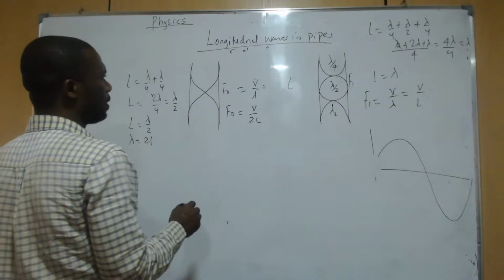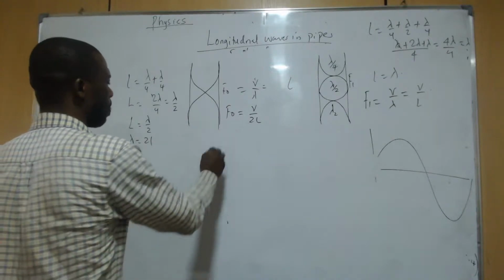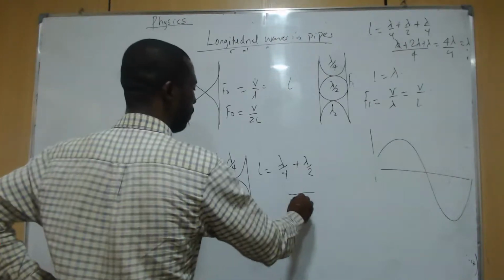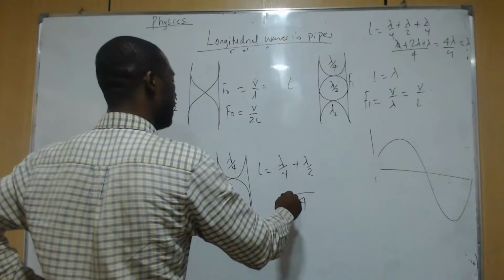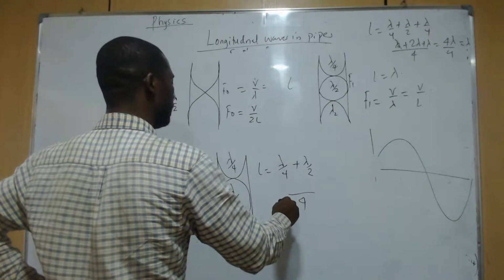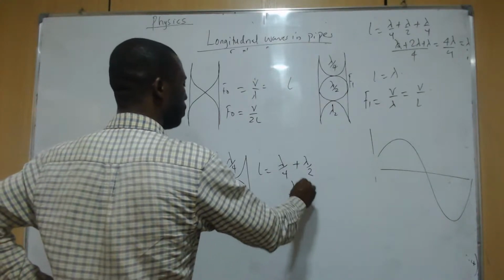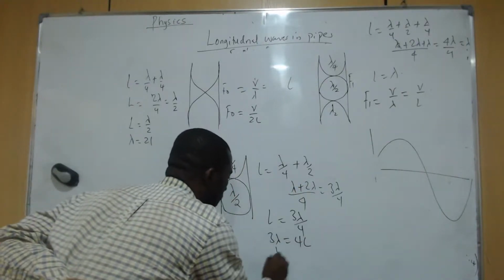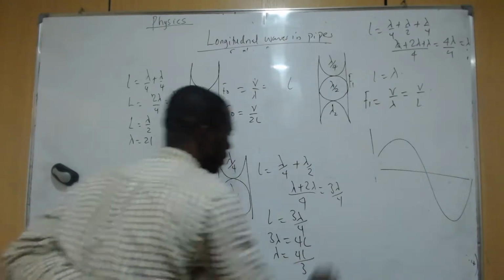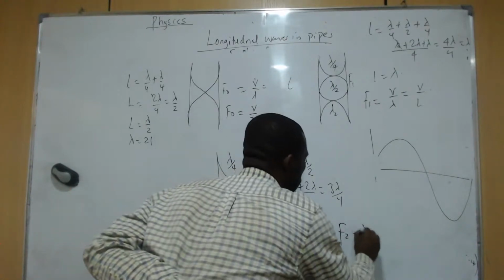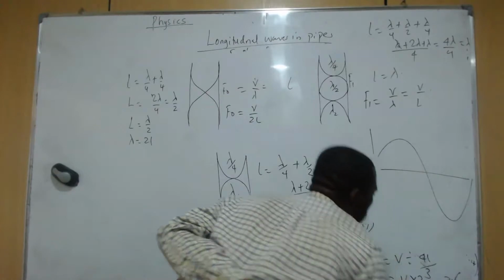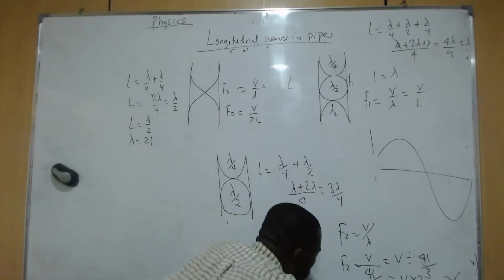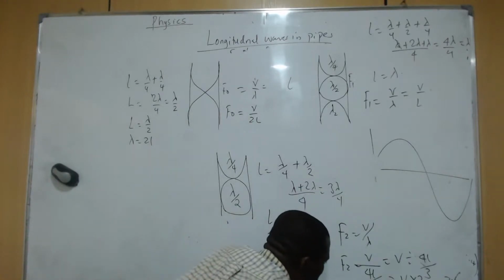We'll have that this quarter we have here as 4. That means we have here lambda plus 2 lambda. So 3 lambda is equal to 4L. So lambda is equal to 4L over 3. So one thing we have to understand is that for F2, we have 3V over 4L.